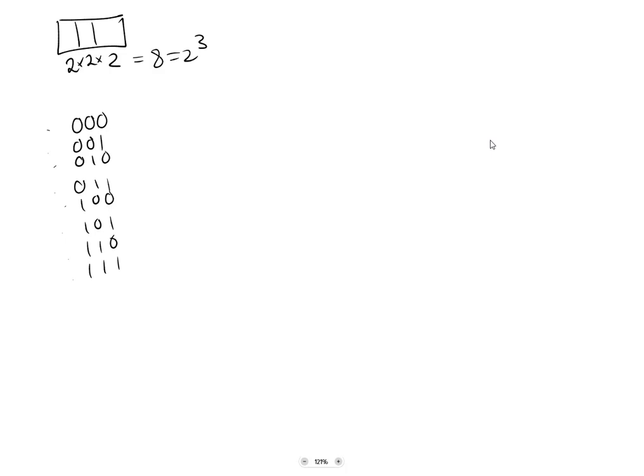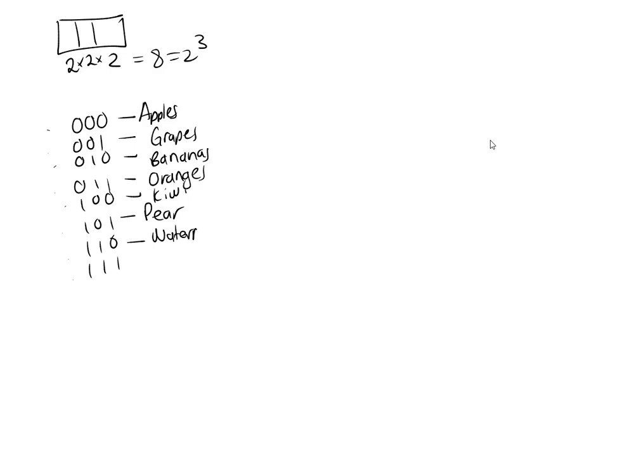If I have these 8 things, I can assign different things to them. So this can be apples. This can be a grape. This can be bananas. This can be oranges. This can be kiwis, a pear, a watermelon, and finally a nachi.